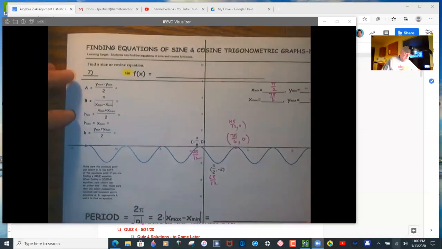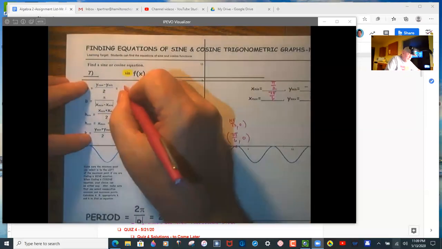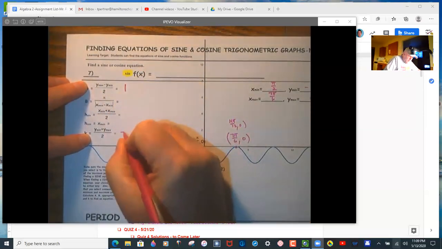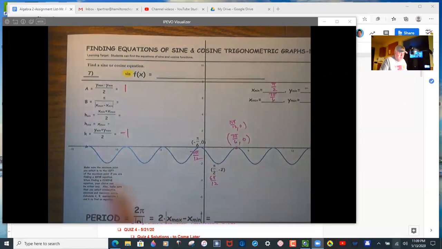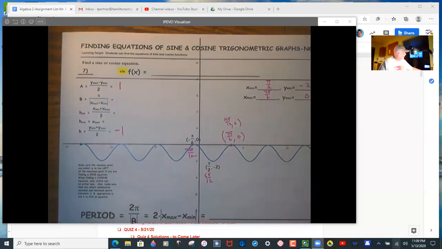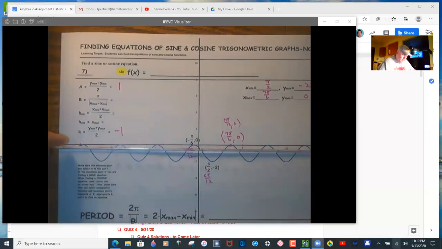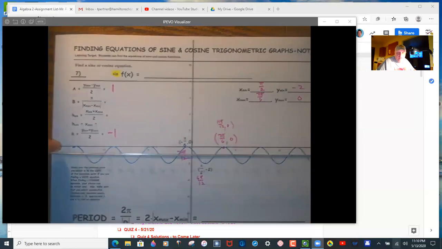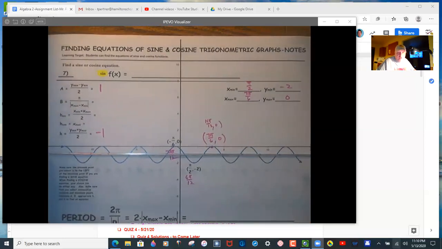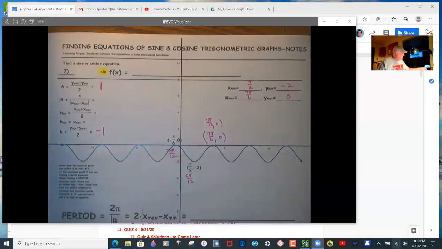So A, again, this is very simple. You should do K first. K is the midline through -1. Where's the middle of the graph? There's my ruler. Where's the middle of the graph? It's through -1. Or to make sure, do y min plus y max over 2. And then half the height of the wave is the amplitude. You can get A and K right away all the time.